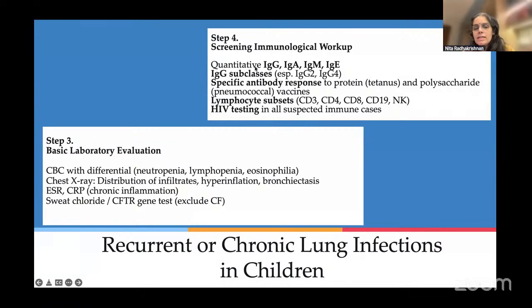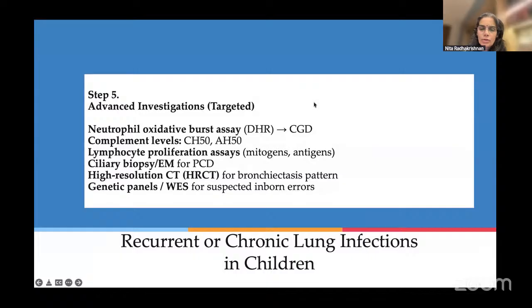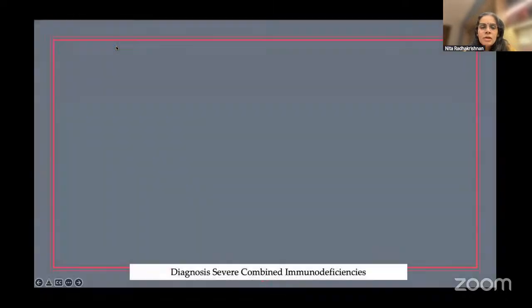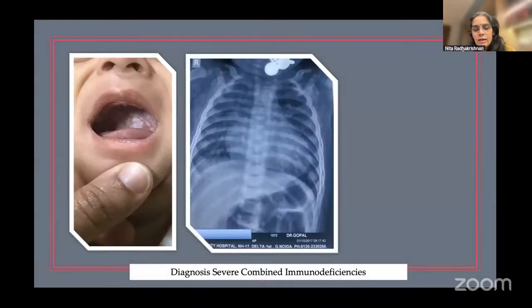From an immunological standpoint, again, the same investigations, immunoglobulin profile and subsets are done, and HIV is generally ruled out. And many times, if you don't get a diagnosis in that, suppose lymphocyte numbers are normal, immunoglobulins are normal, or IgG is on the higher side, then you will straight away go ahead for a CGD evaluation at this point, complement levels and things like that. So again, certain patients, lung infections, thymus is almost not there.